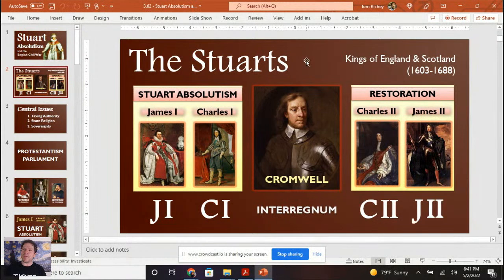But with this, think about like a mirror image here, because when you've got Cromwell splitting them up with the interregnum, you've got the Charleses there in the middle, and then the Jameses are on the outside. So James the First, Charles the First, Charles II, James the Second. James the First and Charles the First are both trying to rule absolutely, like Peter the Great or Louis the 14th, but they're not Peter the Great or Louis the 14th.